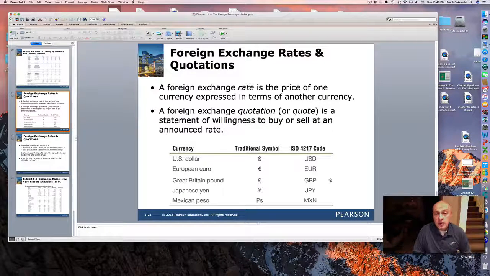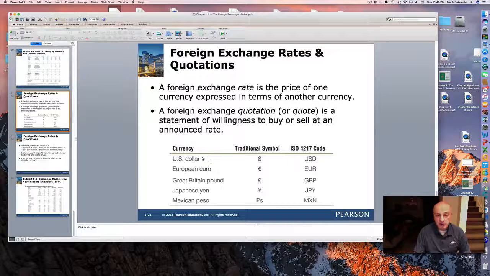A foreign exchange rate then can be defined as the price of one currency expressed in terms of another currency. It's sort of like if you go to the store and you're going to buy a pound of, let's say, turkey. A pound of turkey meat may be quoted as $6.99 for 1 pound of turkey. A foreign exchange quotation then is a statement or a willingness to buy or sell at an announced rate.